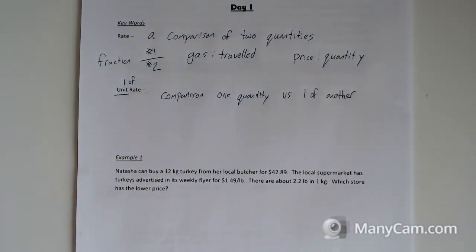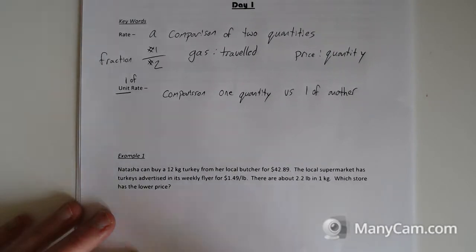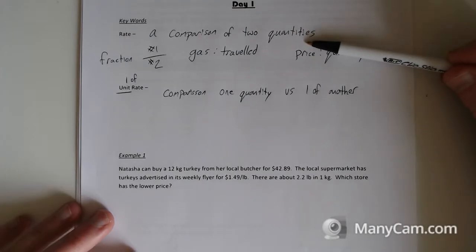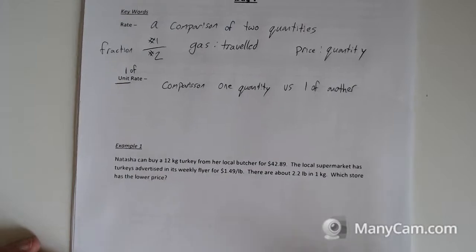So if you spent $1 on gas, how far did you get to travel? Or if you spent $1 on a certain type of candy, how much of that candy did you get to buy? Or how much toilet paper would you get for $1 worth of all these different products? So it's always one of something. And usually we're going to start with some kind of fixed quantity, and then we're going to have to reduce it to a unit rate. That's very often how that works.